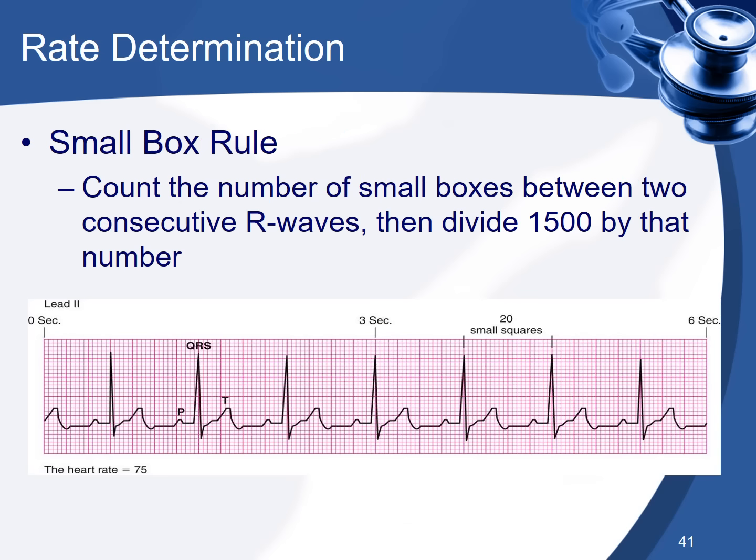The next way is to count the small boxes and divide 1500 by that number. So here's the QRS that falls on a heavy line. They counted 20 small squares or 20 small boxes. 1500 divided by 20 will give you a rate of 75. Again, the 6-second strip rule is the easiest one, but there are different ways to do so.